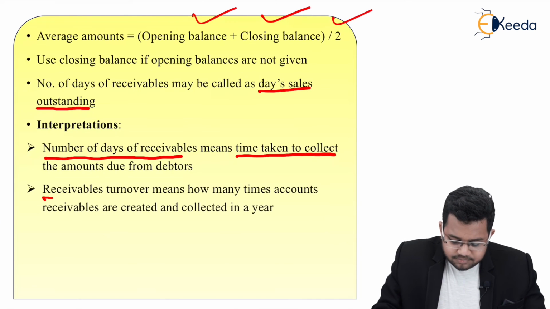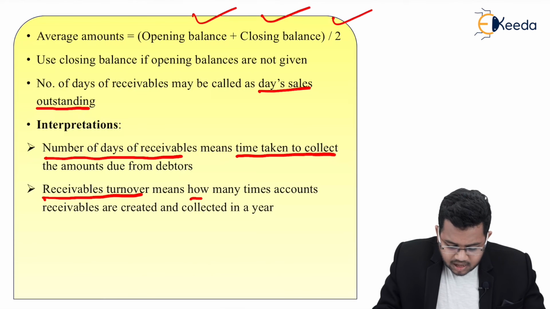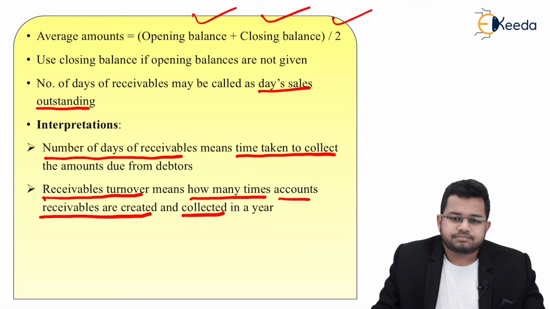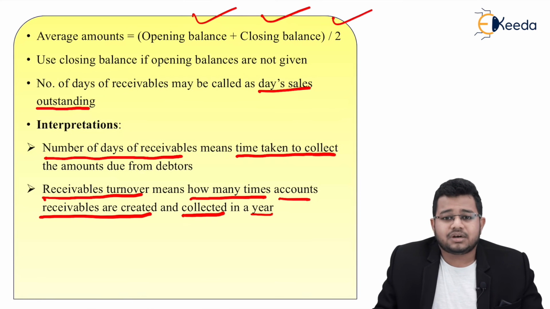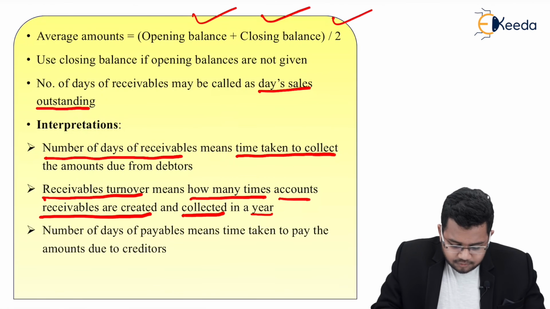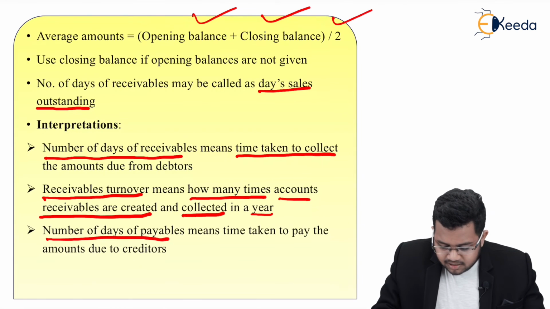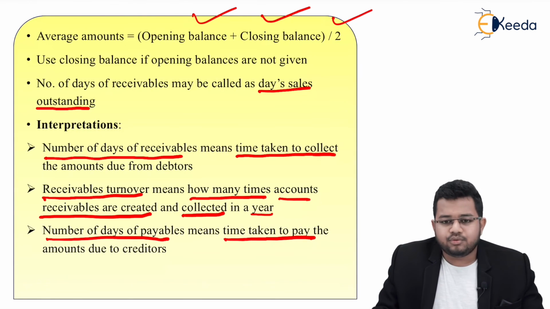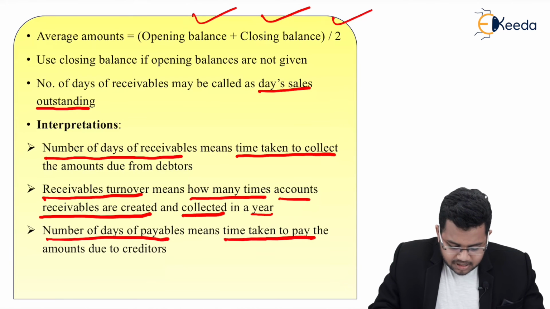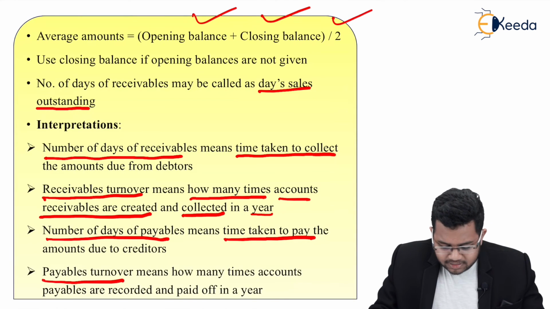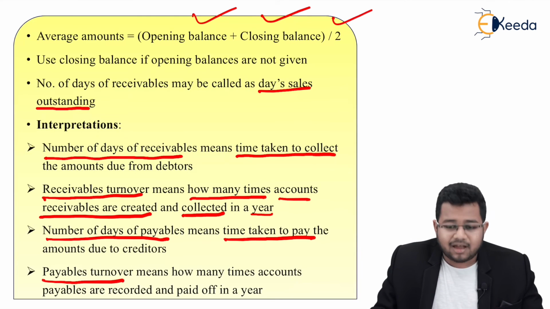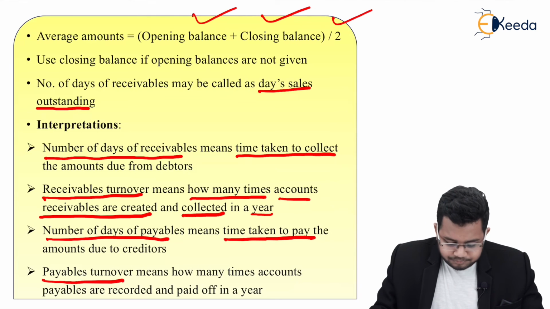Receivables turnover means how many times accounts receivables are created and collected in 1 year. How many times I created accounts receivable and collected money from it, that is known as turnover. It is a cycle. Similarly, number of days of payables means time taken to pay the amounts due to my creditors, and payables turnover means how many times accounts payables are recorded and paid off in a year.